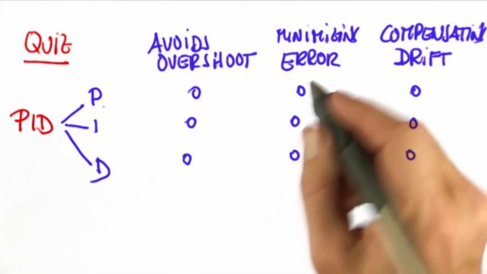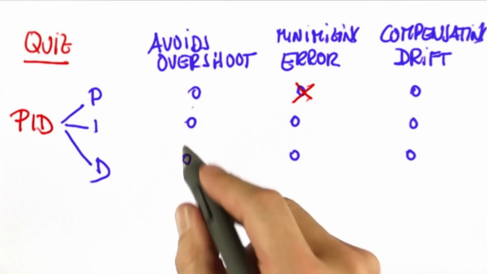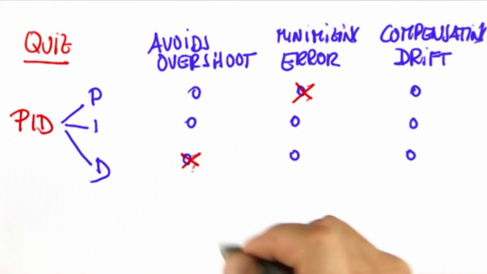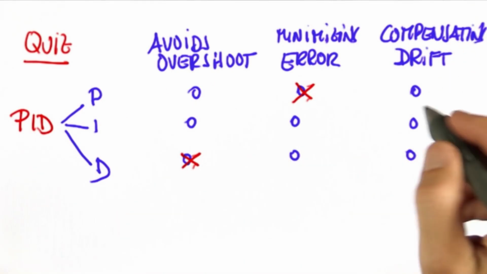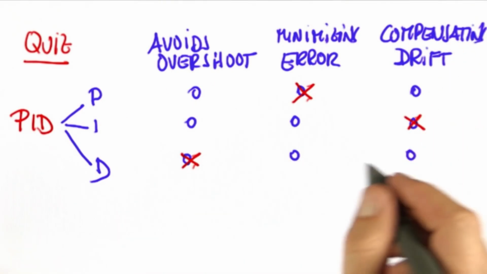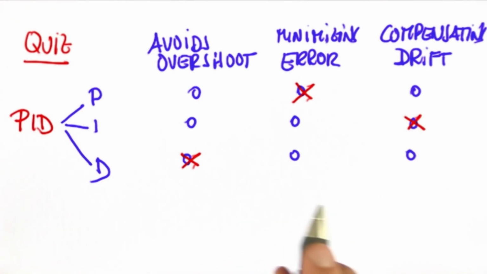The primary function of P is to minimize the error. You steer in proportion to the error. The D term avoids the overshoot if used wisely. And systematic drift and biases are best addressed by the I term. So that's the correct answer, which I'm sure you got right at this point.